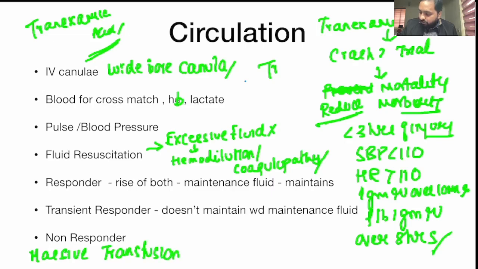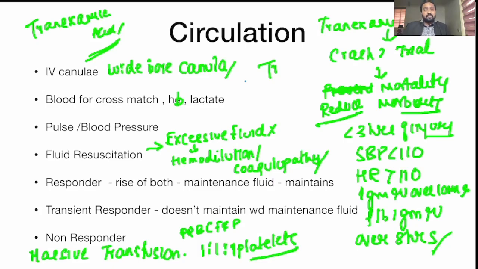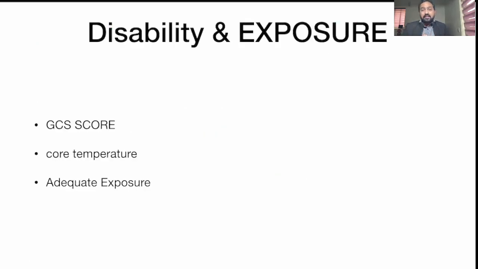So the massive transfusion protocol is 1:1:1. So what is in this massive transfusion protocol? 1 portion of packed red blood cells, 1 portion of plasma, that is FFP, and 1 portion of platelets, right? So these are the few important points which I would want you all to remember in case of circulation, right?